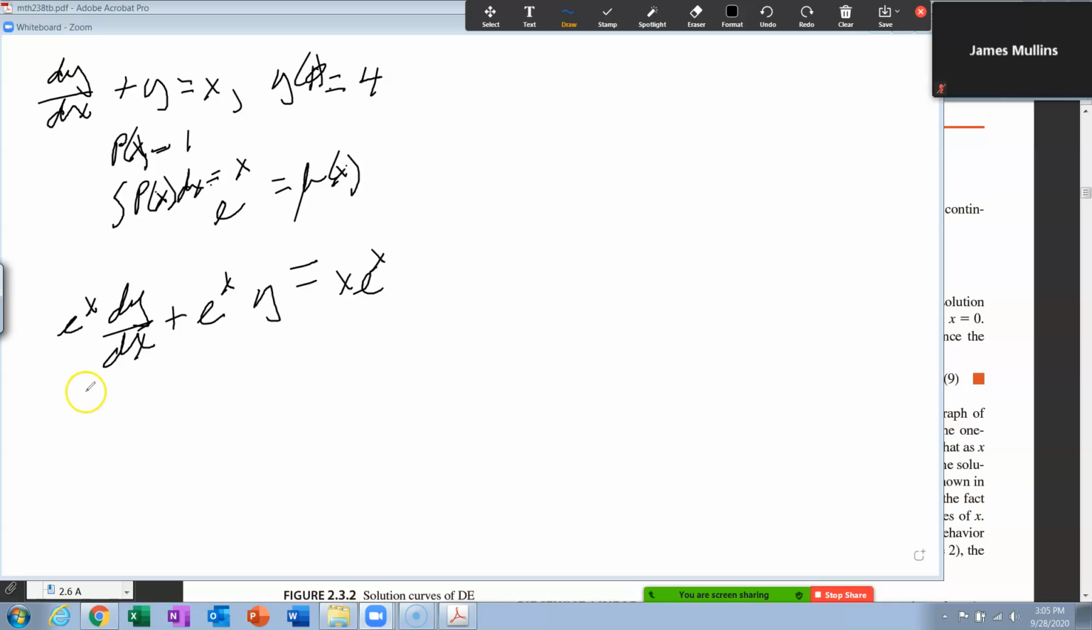All right, now supposedly the left-hand side, and let's confirm that it is, should be a perfect derivative of your integrating factor e to the x times your function y. Okay, let's see if that's the case. First times derivative of the second, sure enough, plus the second times derivative of the first, sure enough. And that's equal to x e to the x. Okay, what we're going to do now is write this in differential form.